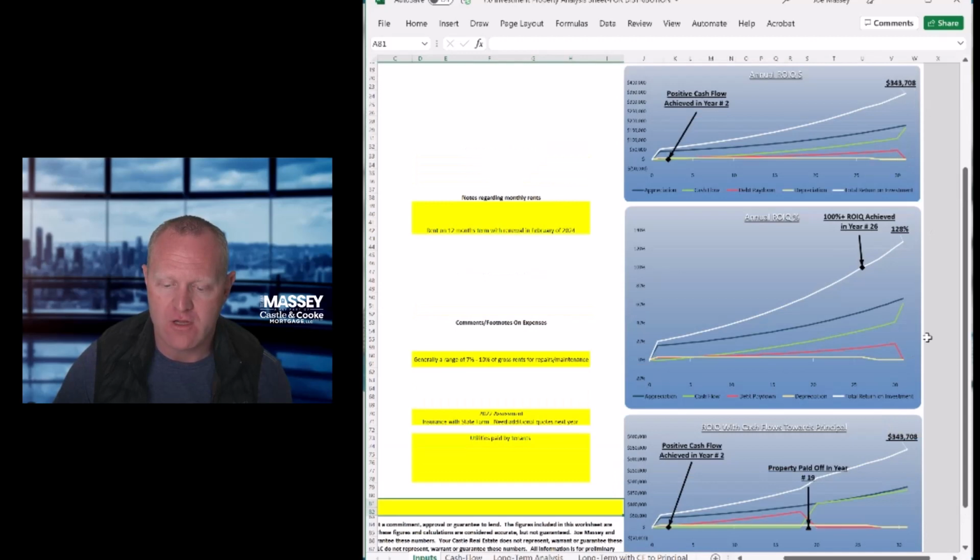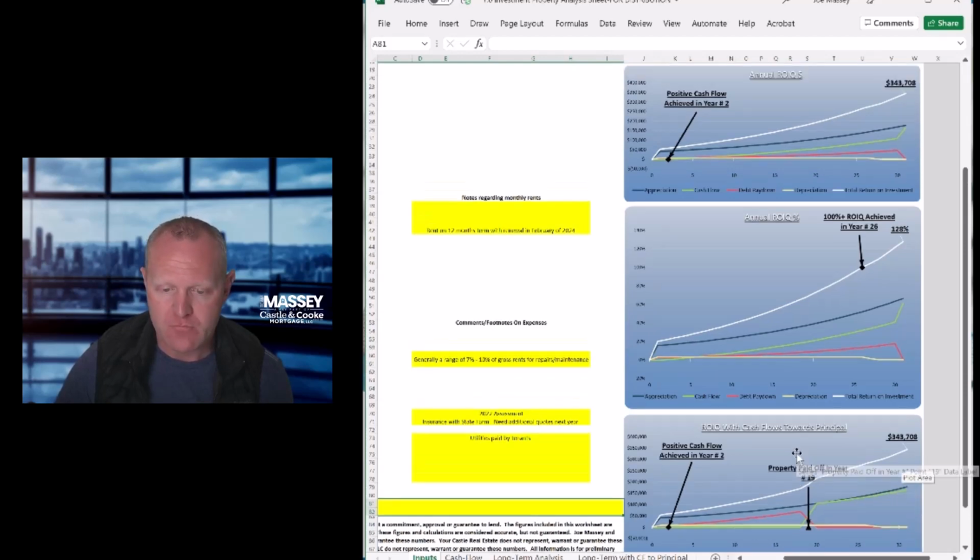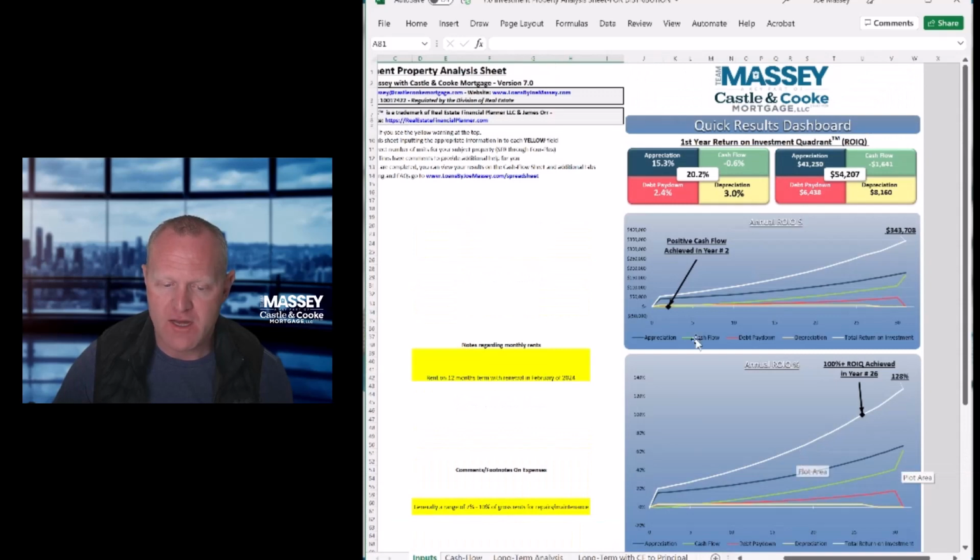So over the course of 30 years, the return on investment dollars is the same once you reach year number 31. But in this scenario of applying your cash flow towards the principal, you're going to achieve positive cash flow or a paid off property a lot sooner versus waiting 30 years for that mortgage to be paid off. So this is all right here on page number 1.